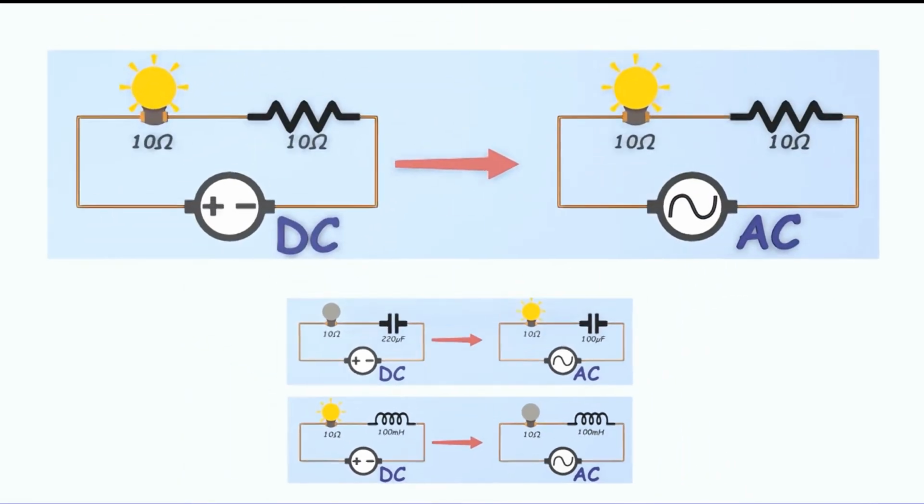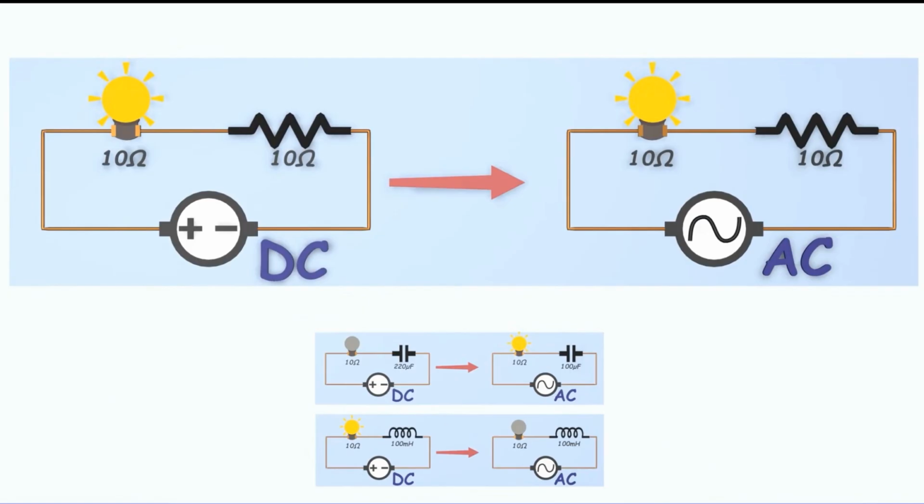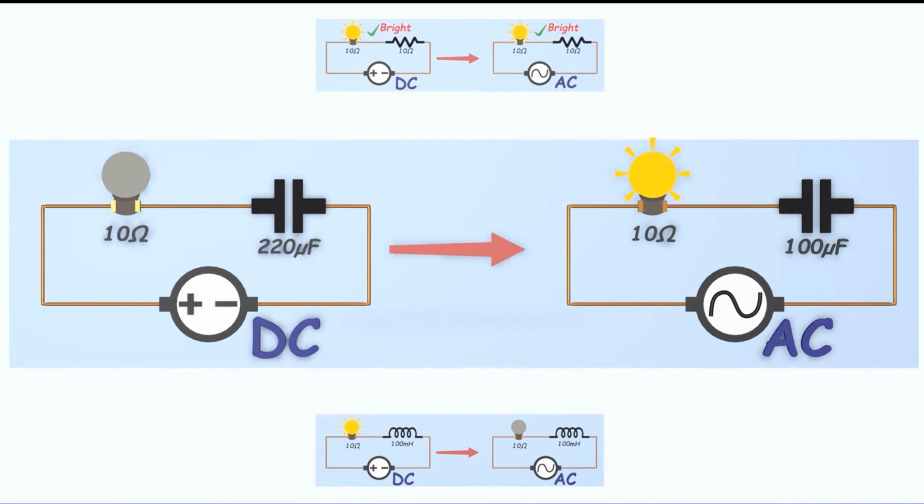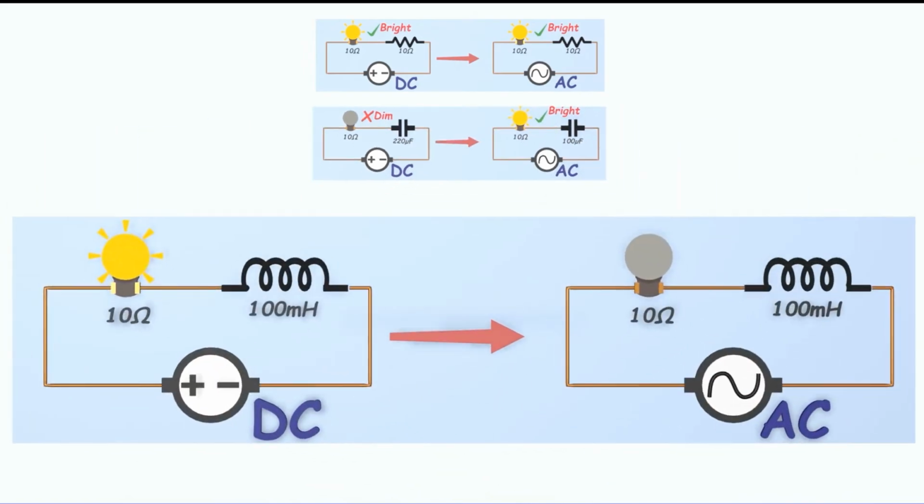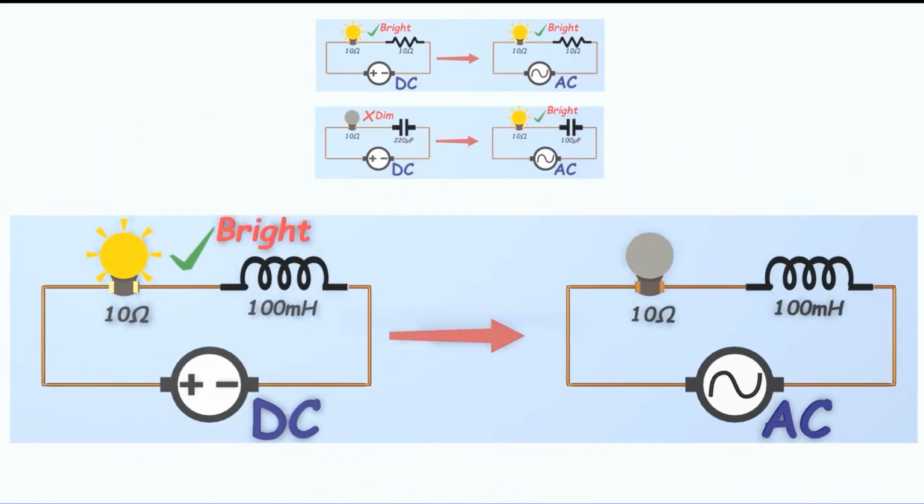The resistor behaves pretty much the same in both cases. The light bulb glows normally with both DC and AC. But the capacitor circuit behaves very differently. With DC, the bulb only flashes briefly, then turns off. But with AC, the bulb stays on and glows normally. The inductor does almost the exact opposite. With DC, the bulb works just fine. But with AC, the current decreases and the bulb becomes dim.